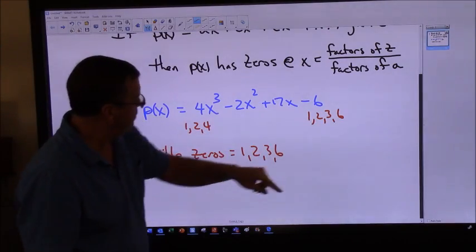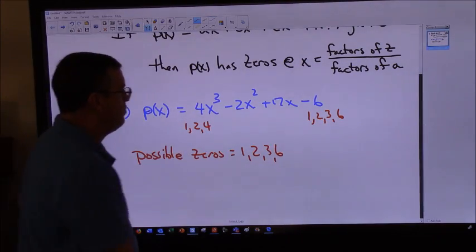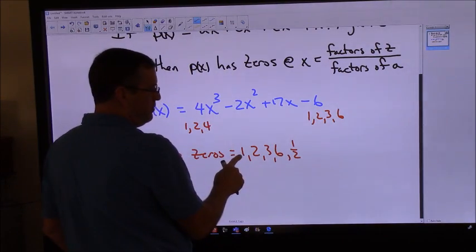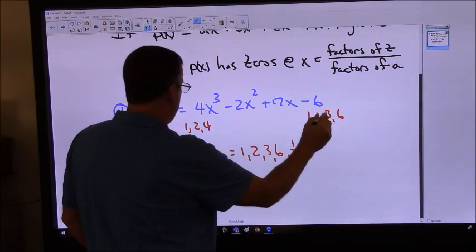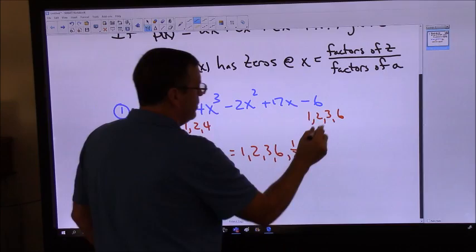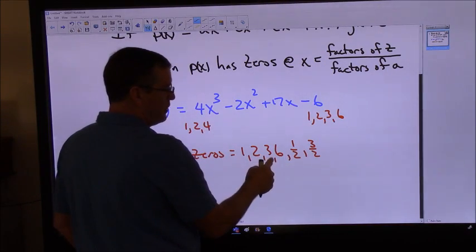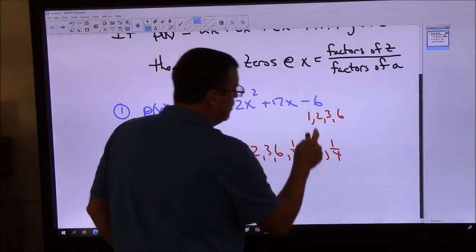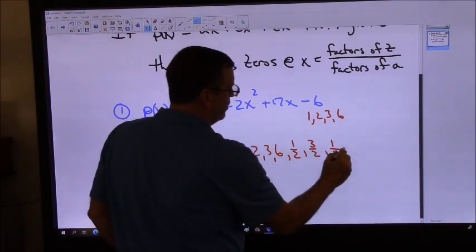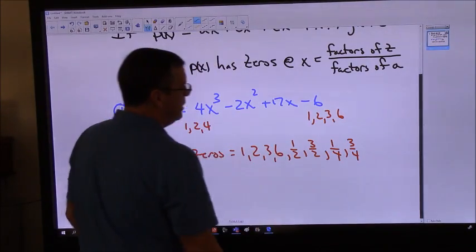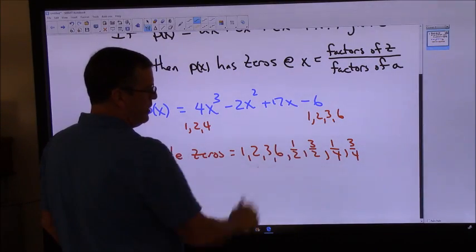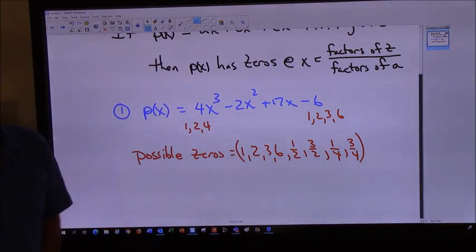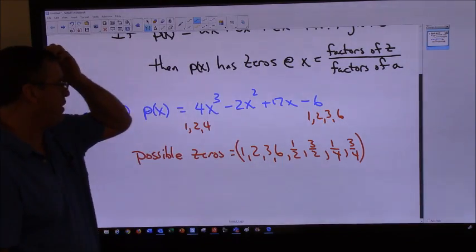And then if I take all those and divide them by 2, I would get 1/2. 2 over 2 is 1, and it's already listed. And then I'd have 3 over 2, so 3/2. And then 6 over 2, that's 3, and it's already listed. And then I have to divide them all by 4, so I'd get 1/4, 2/4, which is the same as 1/2, 3/4, and then 6/4, which is the same as 3/2. So there's my list of possible numbers that could work on this with synthetic division.